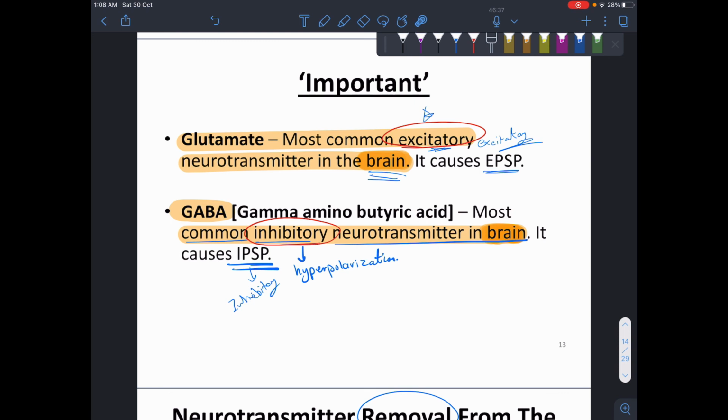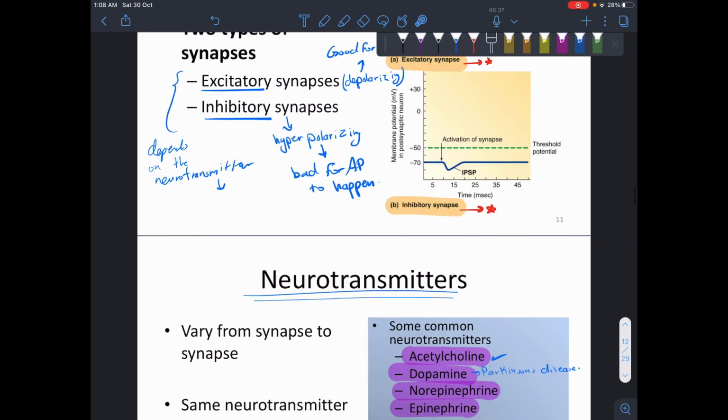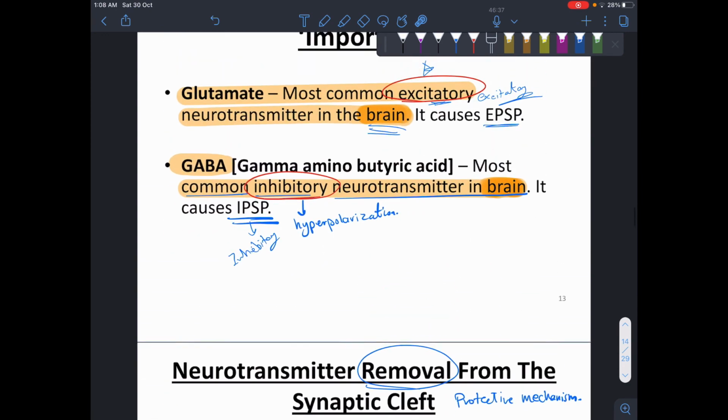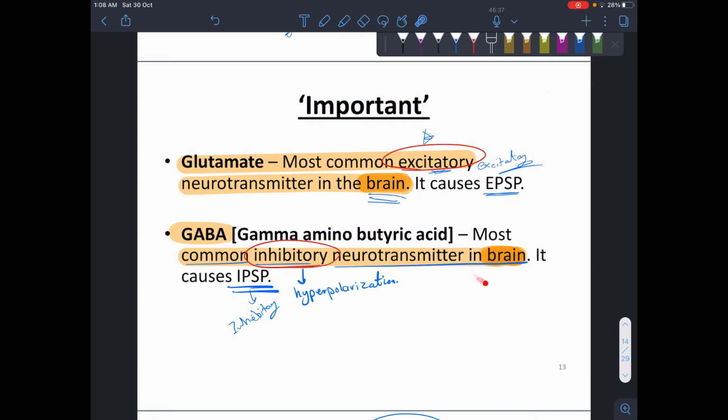Important, glutamate is the most common excitatory neurotransmitter in the brain. You just have to memorize this because excitatory, of course, it's going to be EPSP, which is excitatory postsynaptic potential. The GABA is also in the brain. So these two are actually in the brain. This is excitatory, this is inhibitory.